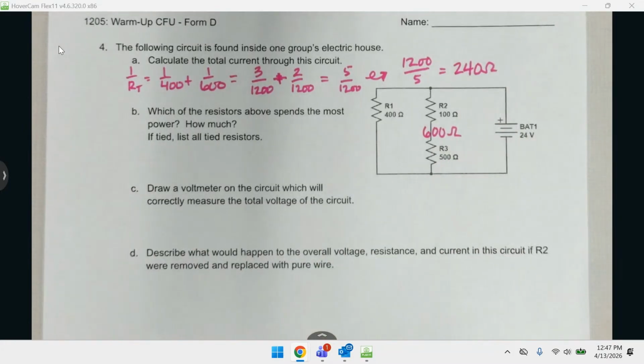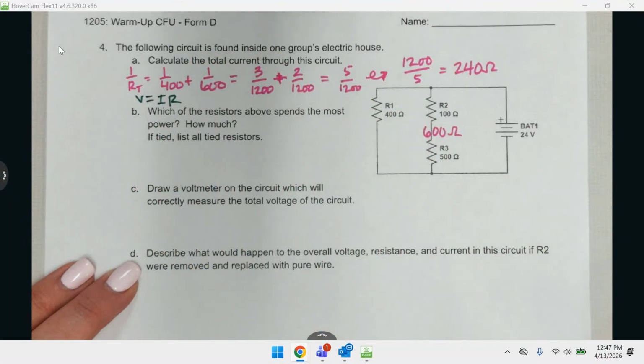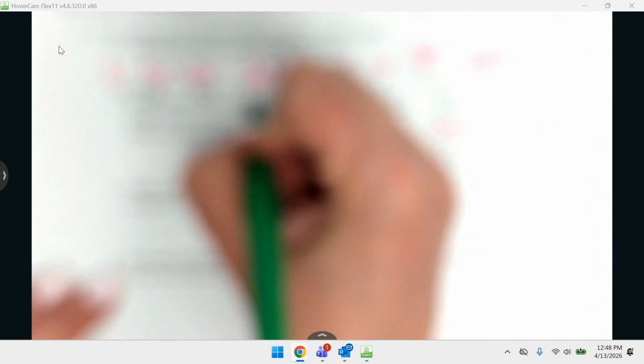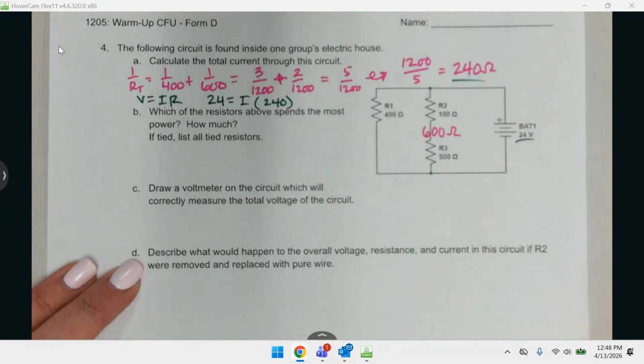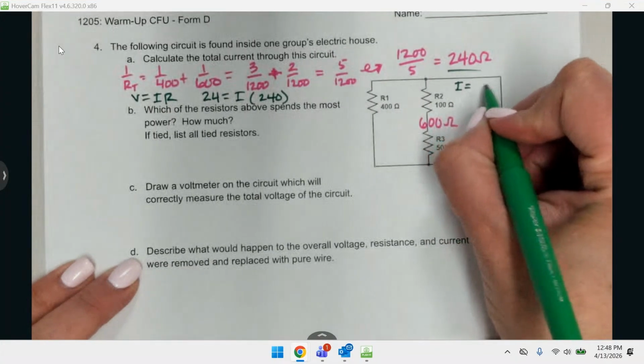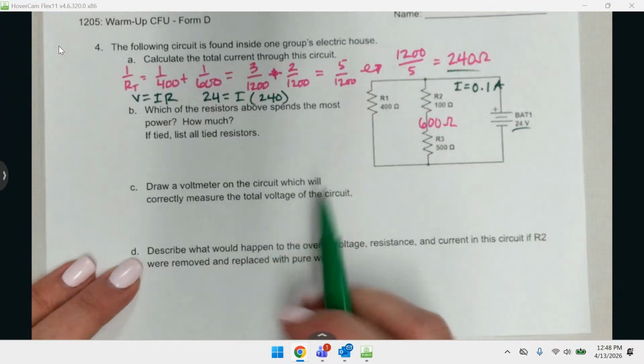Again, that's not what the question asked for. It wants the total current. So now that we have the total resistance, we can use Ohm's law. Ohm's law says V equals I times R. If we want the total current, we need the total voltage and the total resistance. We plug them in. We have 24 equals I times 240. To solve for that current, that means we're doing 24 divided by 240. You probably don't need a calculator for that. Your total current is equal to 0.1 amps. And that's your answer to letter A.